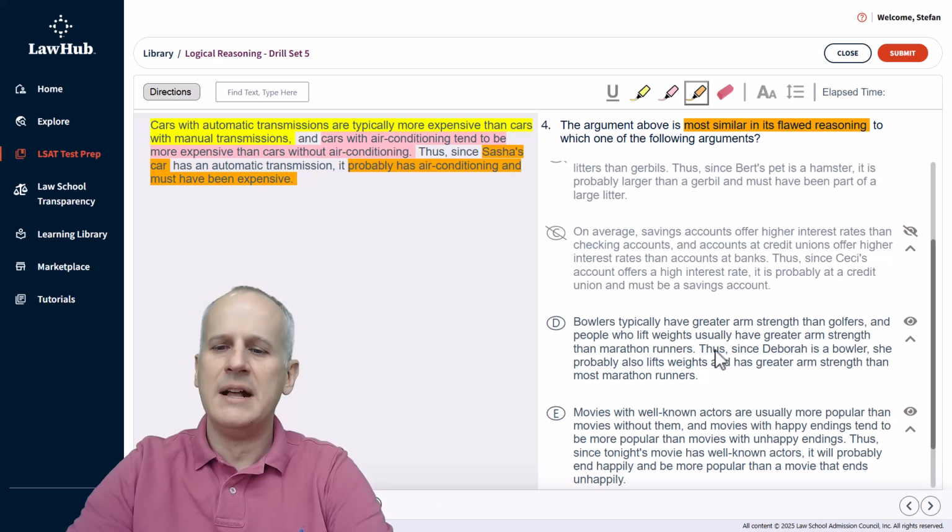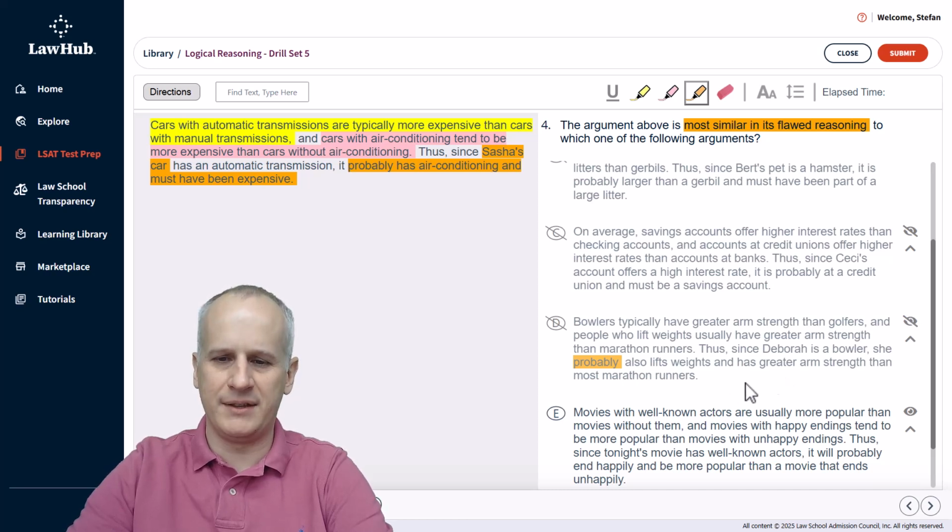So far so good. Thus, since Deborah is a bowler, she probably also lifts weights and has greater arm strength than most marathon runners. Well, this probably here applies to both pieces, and we need a probably and a must. So as soon as we find that distinction for choice D, we can eliminate it as not being the same flaw. And lastly, choice E: movies with well-known actors are usually more popular than movies without them.